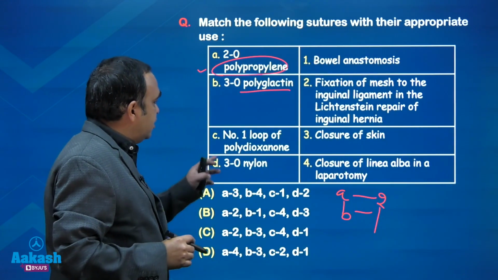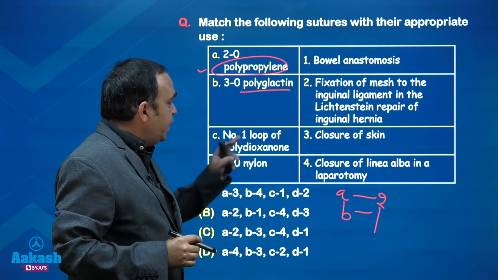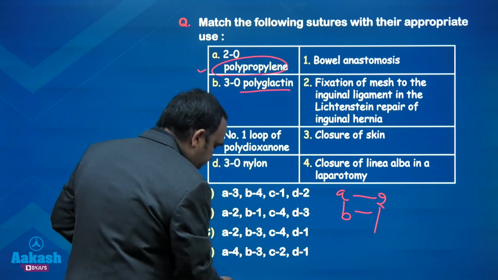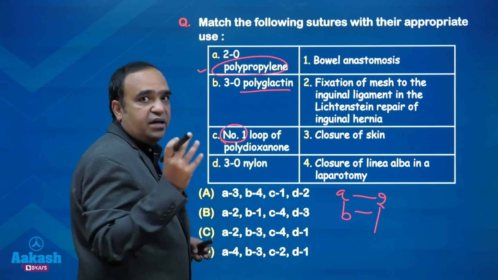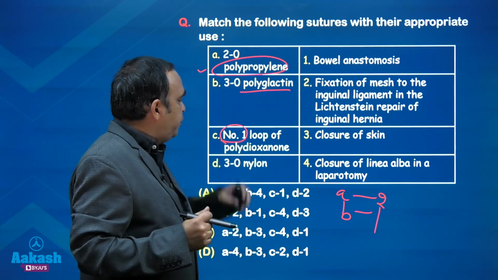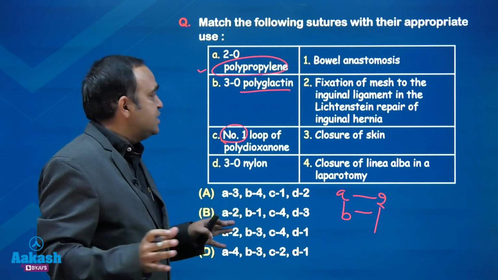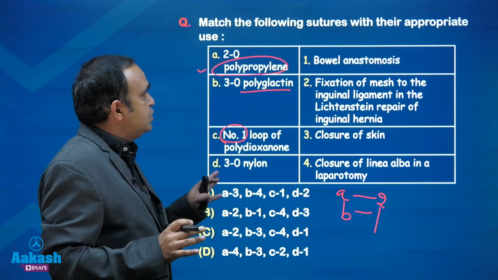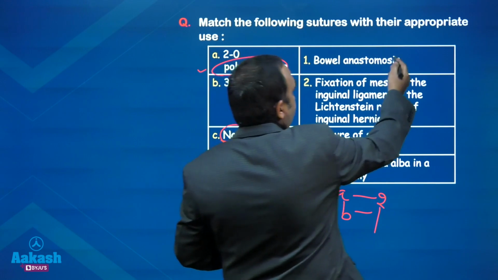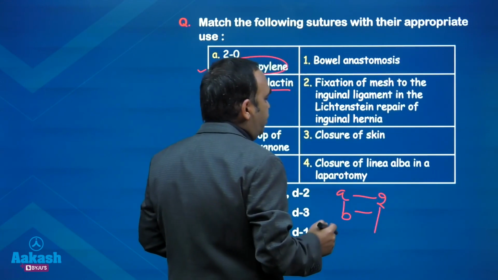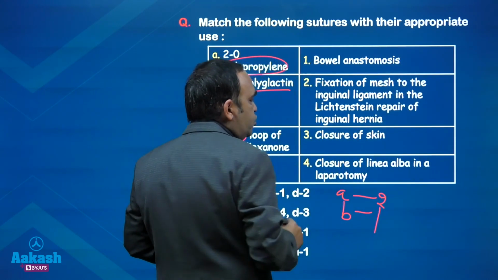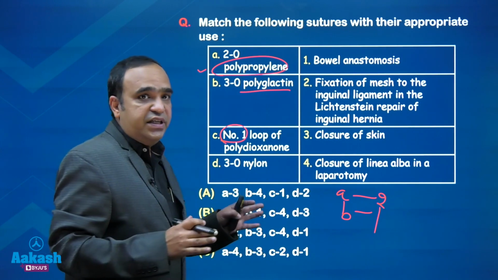Now choice third, the number one. So number one, that means it's quite thick. Loop of polydioxanone. Polydioxanone is a slowly absorbable suture. So now choice 1 and choice 2 are already gone. So closure of skin and closure of linea alba, I've already explained to you.